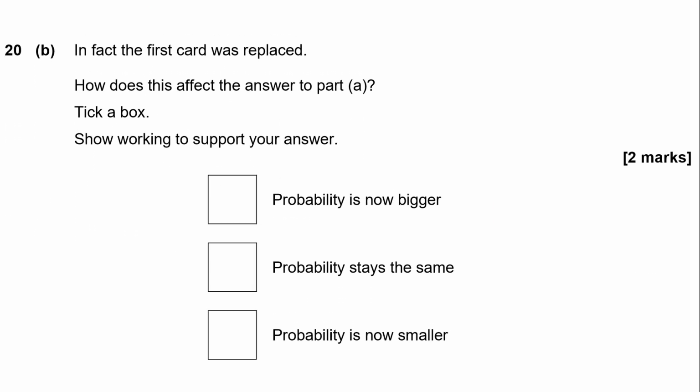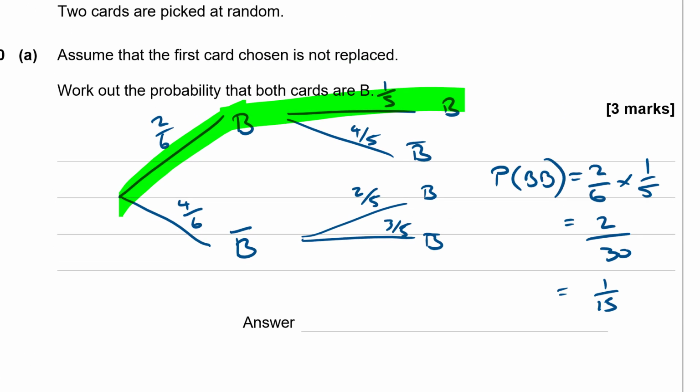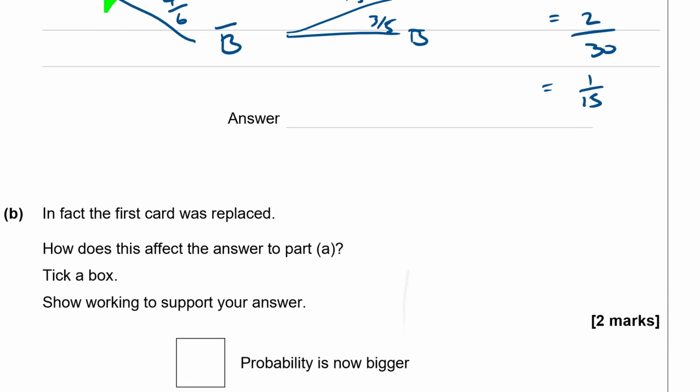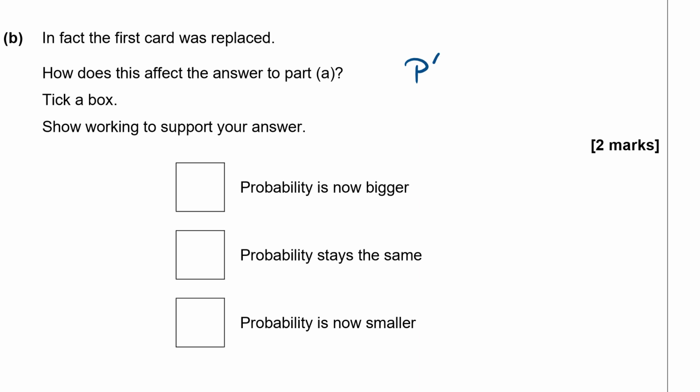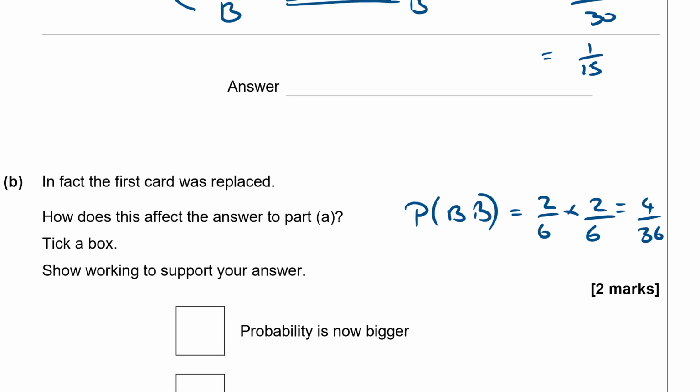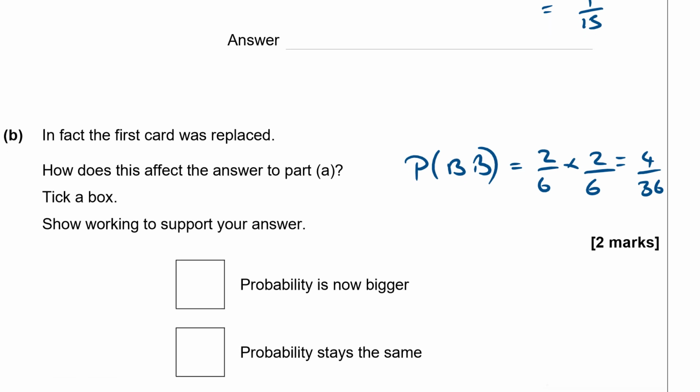Right, in part B it says, in fact the first card was replaced. How does this affect your answer to part A? Okay, so if it was replaced, then I will still have 2/6 there, won't I, for the second selection. My probability of B followed by B is going to be 2/6 times 2/6, which is going to give me 4 out of 36. Now, comparing my two fractions, which is bigger, 4 out of 36 or 1 out of 15?